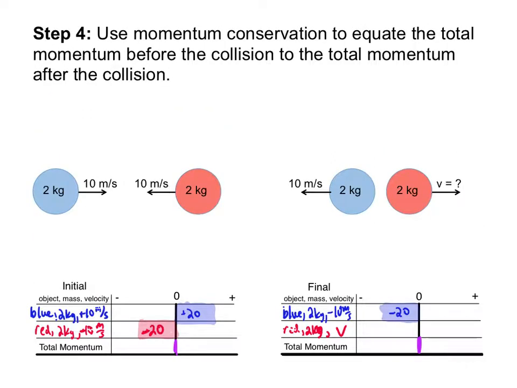So step 4 says use momentum conservation to equate the total momentum before the collision to the total momentum after the collision. So in this problem, we have the total momentum before as zero. What we're allowed to say then is that the total momentum is the same after the collision. So if we have zero total momentum in the system before, we have to have zero total momentum at the end, because momentum is always conserved in collisions. Doesn't matter if it's an elastic or an inelastic collision, momentum is always conserved.